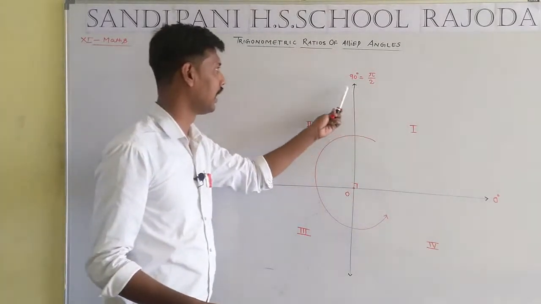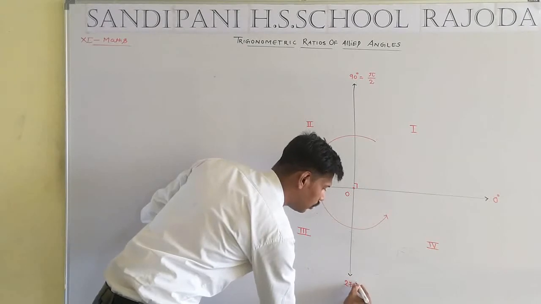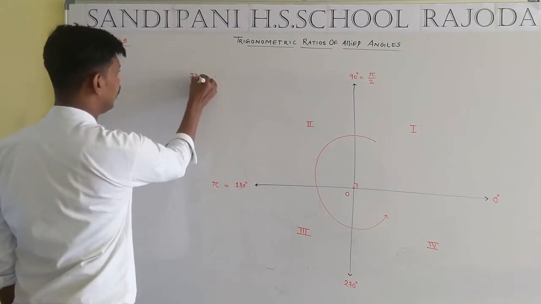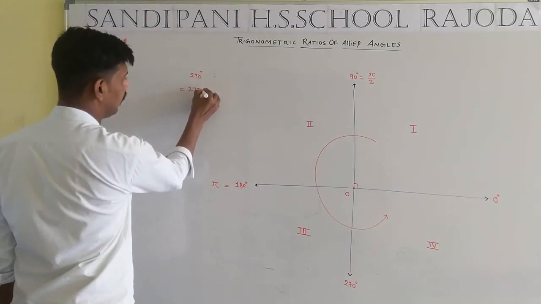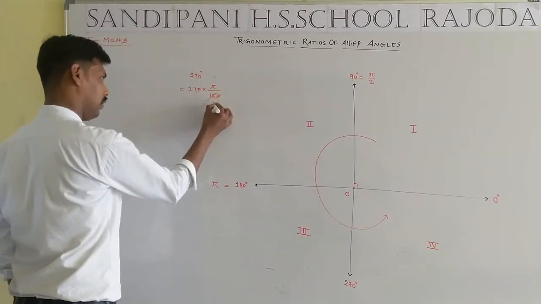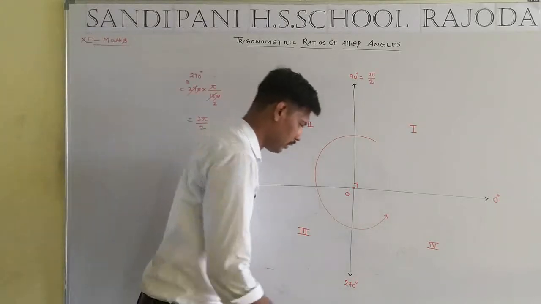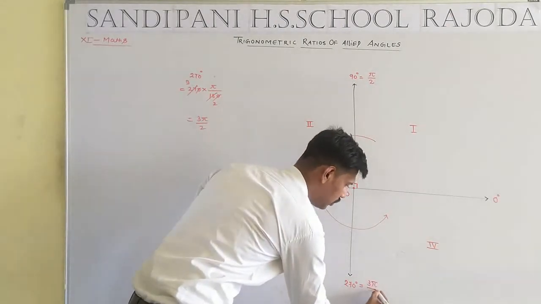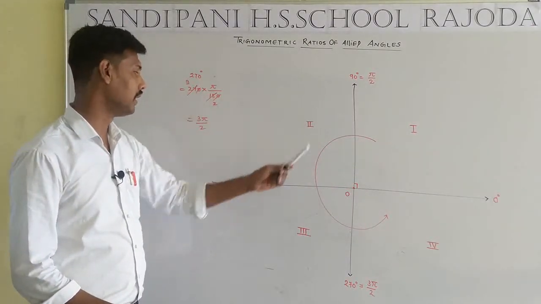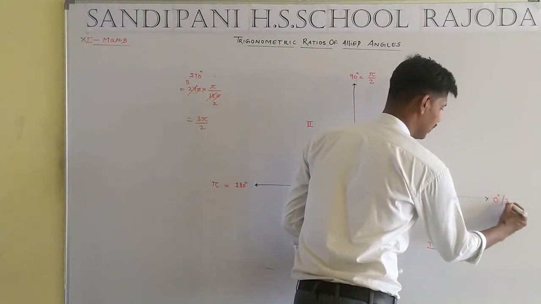0 degree, 90 degree, 180 degree, 180 plus 90 is 270 degree. Convert 270 degree into the form of pi: 270 into pi by 180. 0 cancels by 0, 9 twos are 18, 9 threes are 27, that means 3. I hope you get the proper meaning of 270 degree in the form of pi, 3 pi by 2. 0 degree, 90 degree, 180 degree, 270 degree, 270 plus 90 is equal to 360 degree.